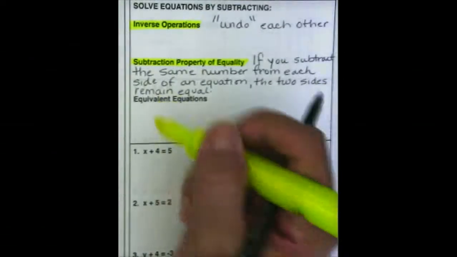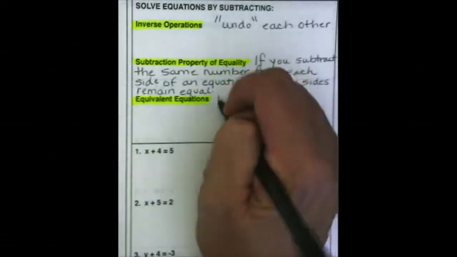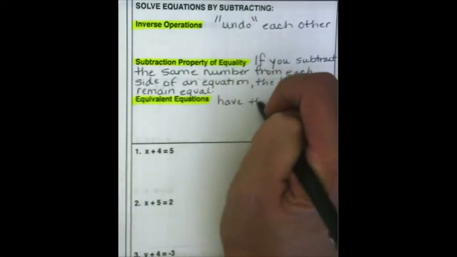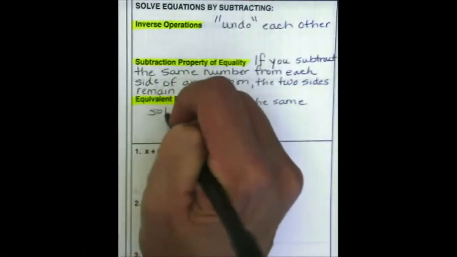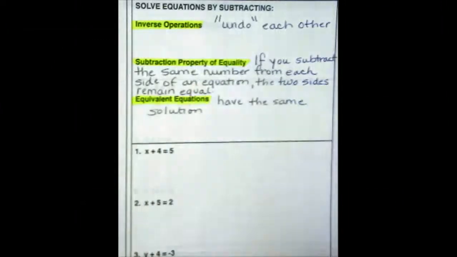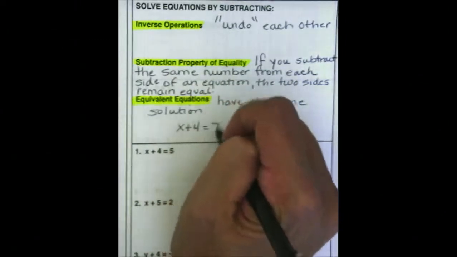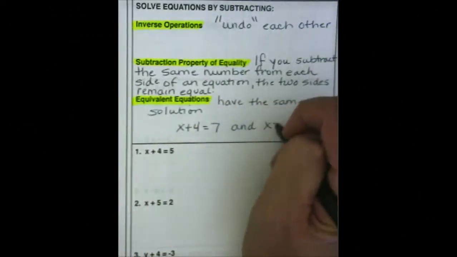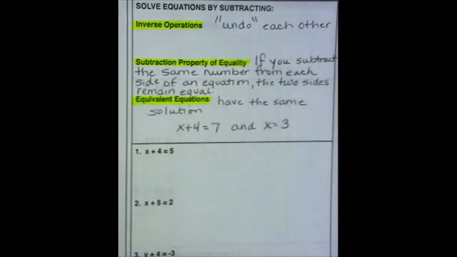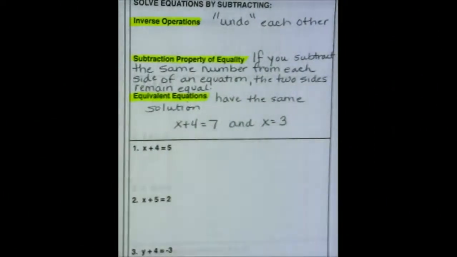The other term we need to know is equivalent equations. Equivalent equations have the same solution. For example, x plus 4 equals 7 and x equals 3 are equivalent equations because when you solve them, they both have the same solution. They both have the solution 3. And we'll look at that more in just a minute.